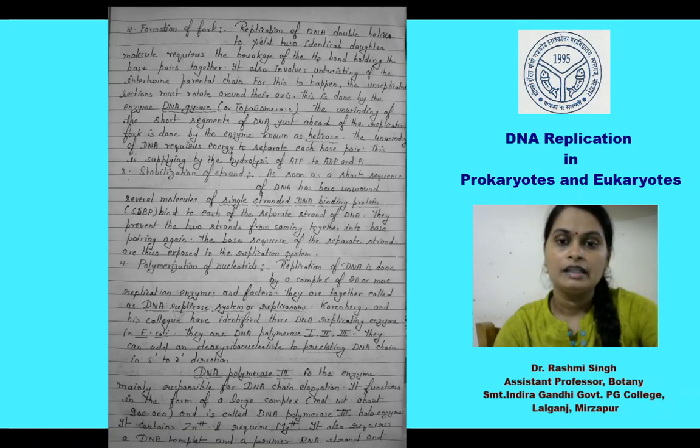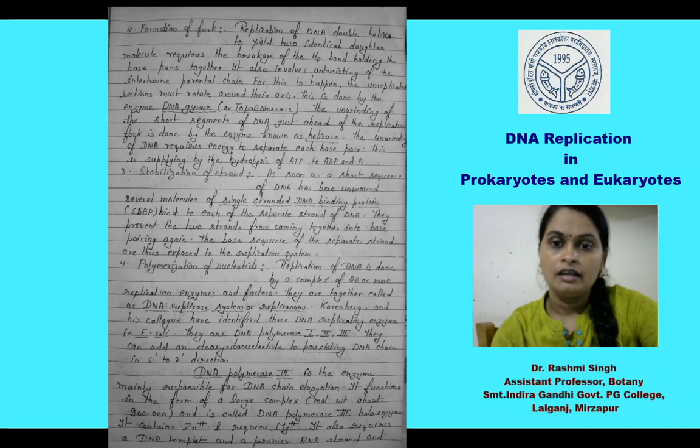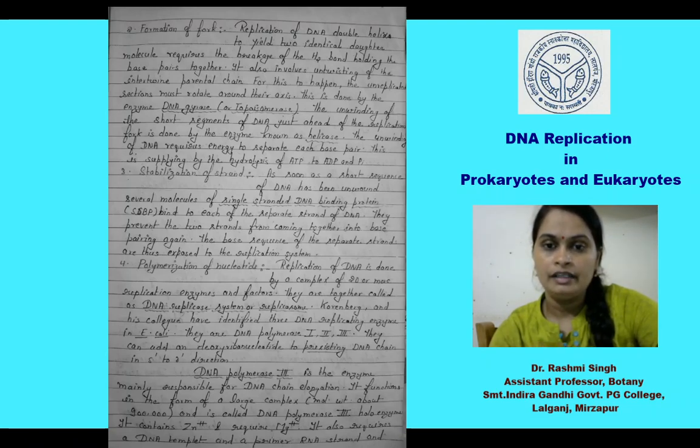In the second step, there is the formation of the fork. That is, after recognition of the replication point, we have to make the DNA unwind. If you recall the structure of DNA, it is just like a rope. As a rope has twists and turns, likewise the DNA double helical structure also has twists and turns. So the first process is to remove the twist present in the double helical DNA model. These twists are removed by the enzyme known as DNA gyrase or topoisomerase.